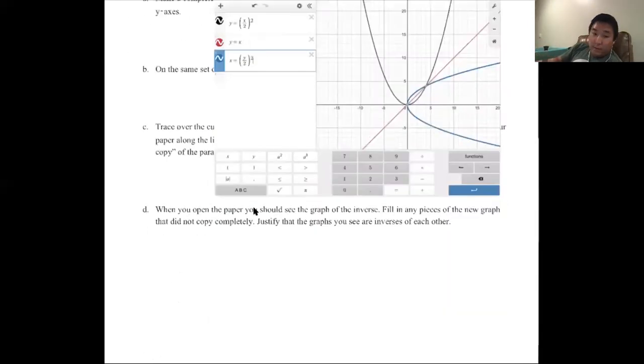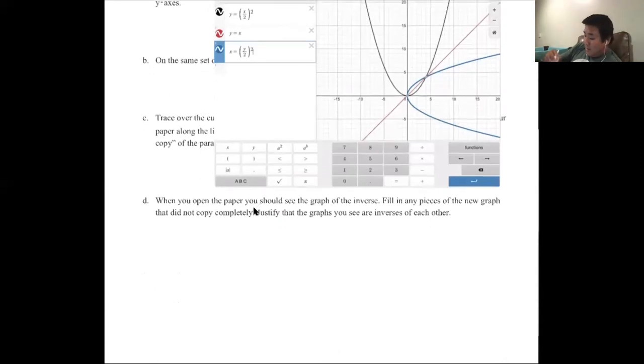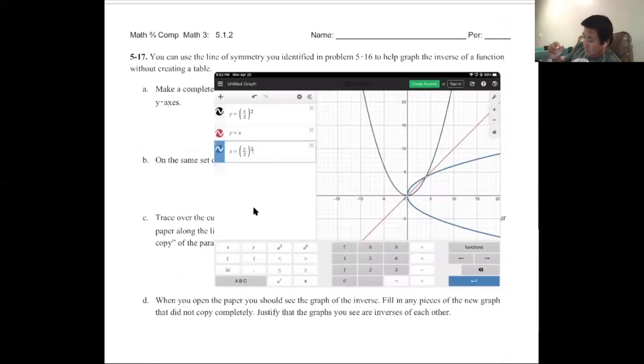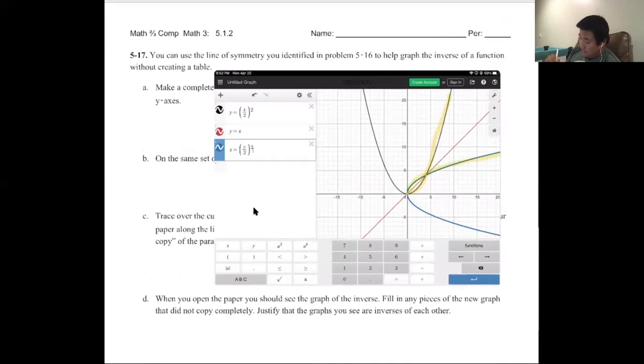So if we fold this along this line, this portion will fold on this, and this part will fold on this.